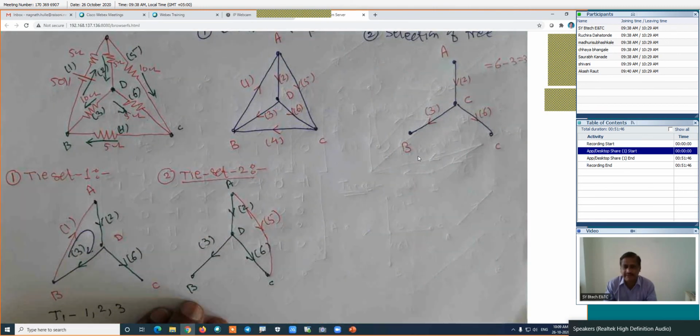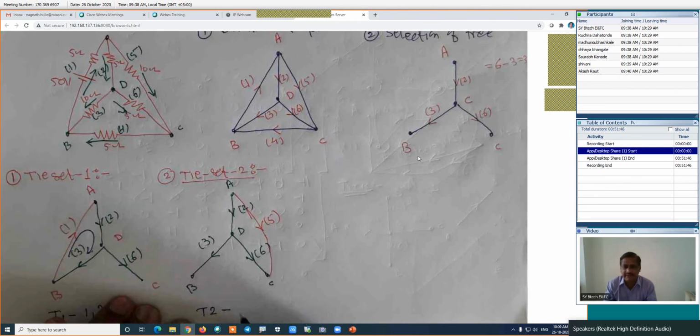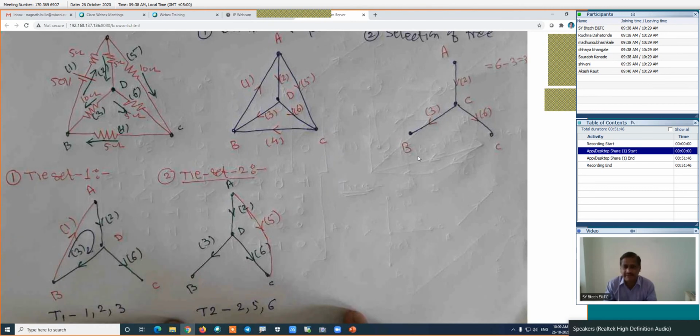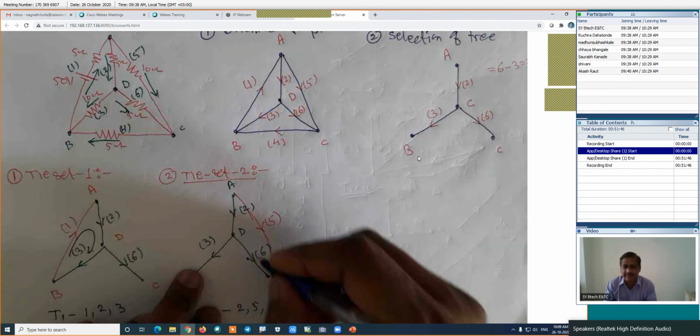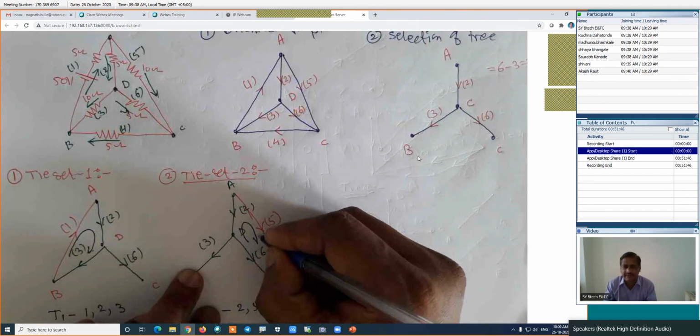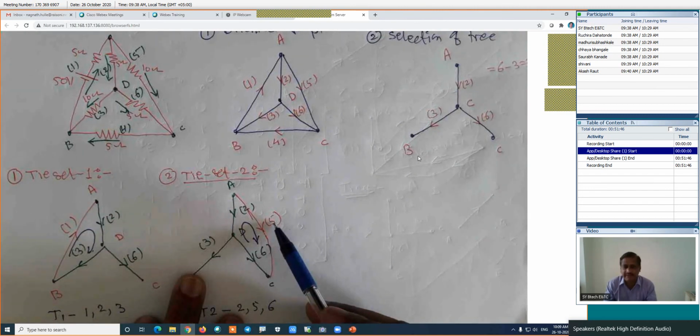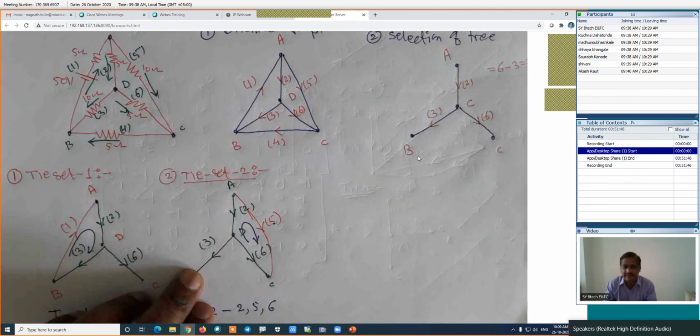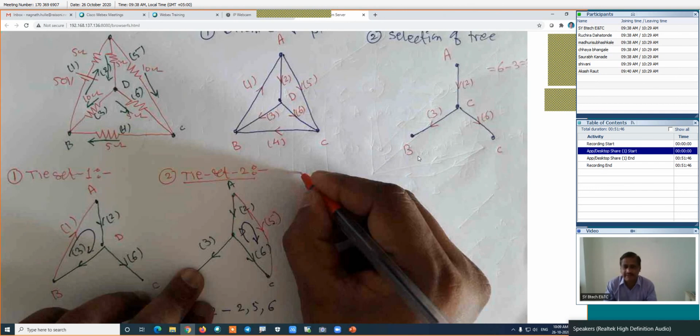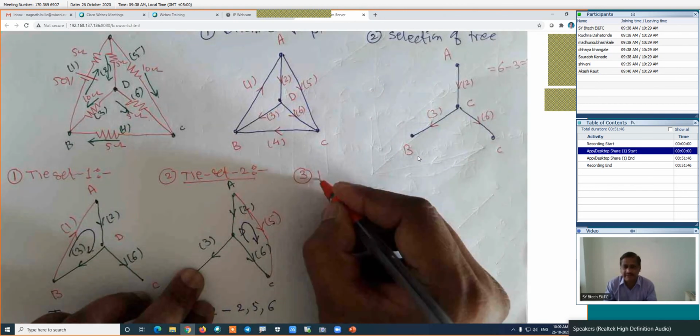In this particular case, we will have this as tie set number 2, that is T2. Branch number 2, branch number 5, and branch number 6 form tie set number 2. The direction of the current of this tie set or loop is clockwise, because the direction of this co-tree branch is the same as the direction of that loop. Then I am starting with the third tie set, the last tie set.